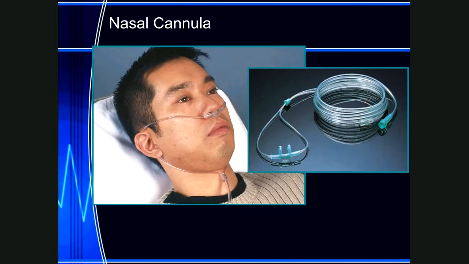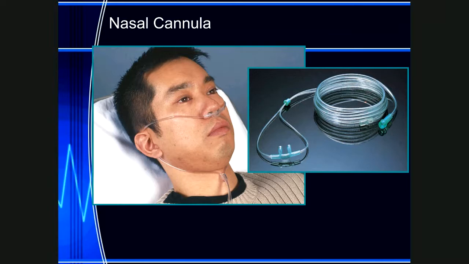The nasal cannula, on the other hand, delivers low concentration of oxygen between 24 and 44%. The nasal cannula is very useful for patients who cannot tolerate a mask. We're going to use a setting between 2 and 4 liters of oxygen a minute.